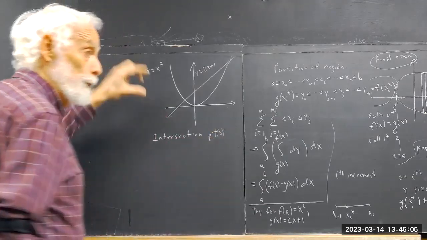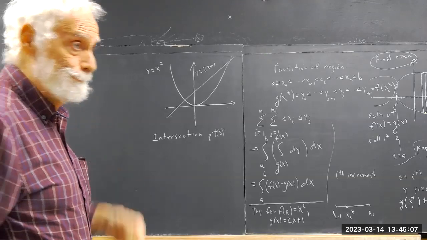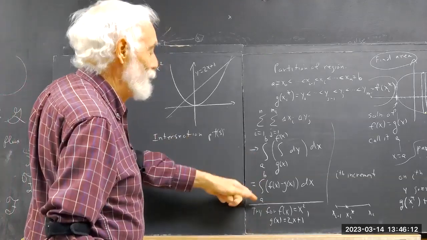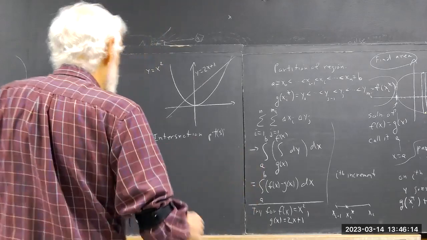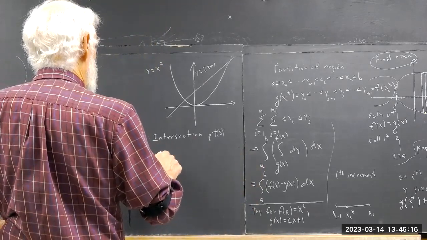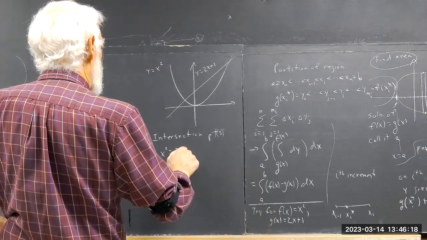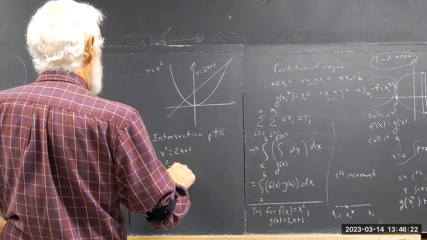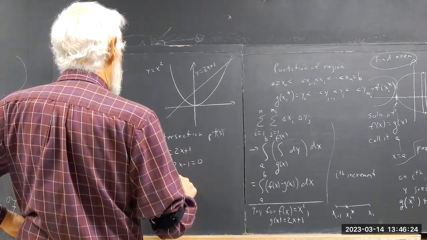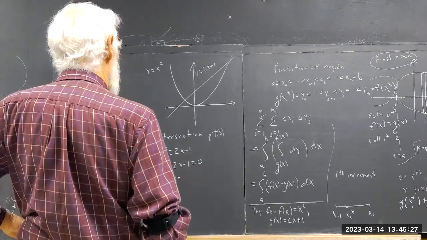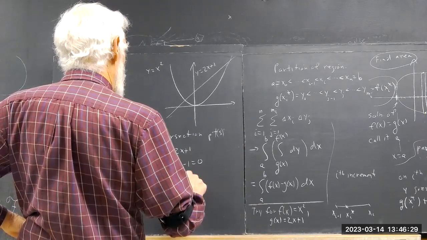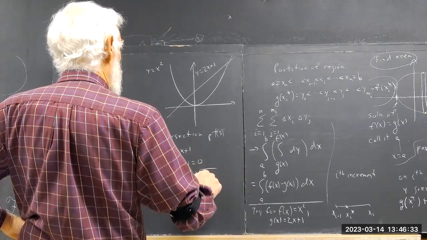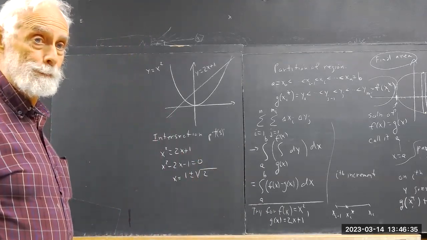Better have two intersection points. Otherwise, you don't have an A and a B. Okay. Two intersection points: x squared equals 2x plus 1. That's x squared minus 2x minus 1 equals 0. X equals 1 plus or minus square root of. Okay.